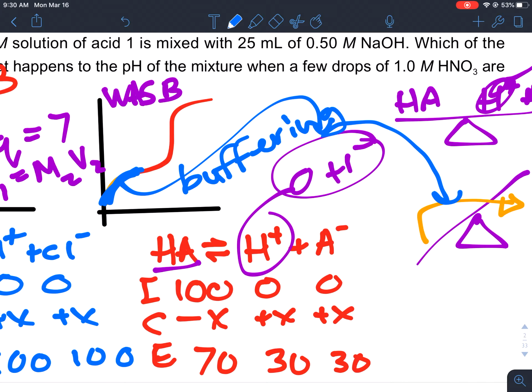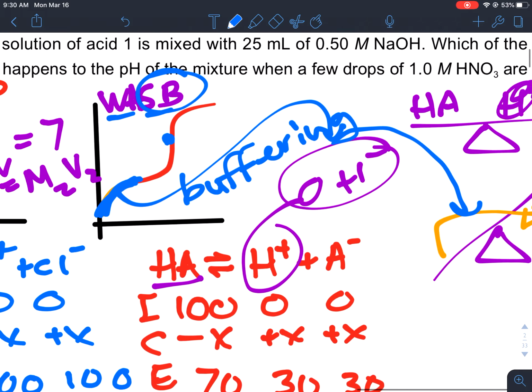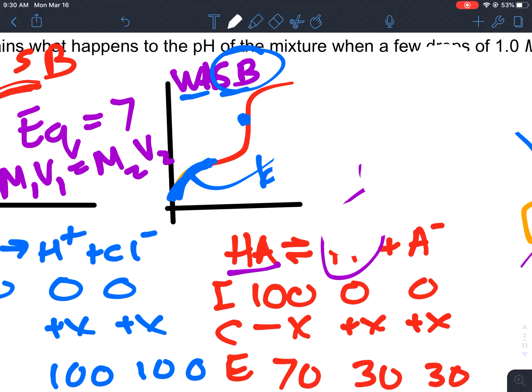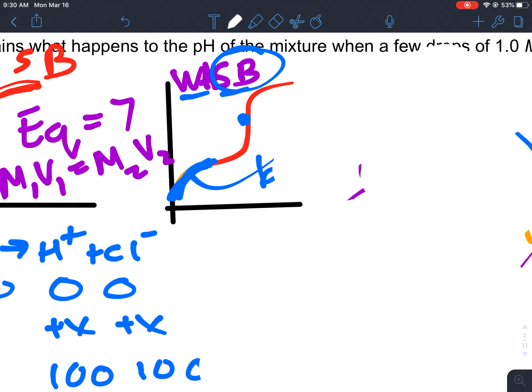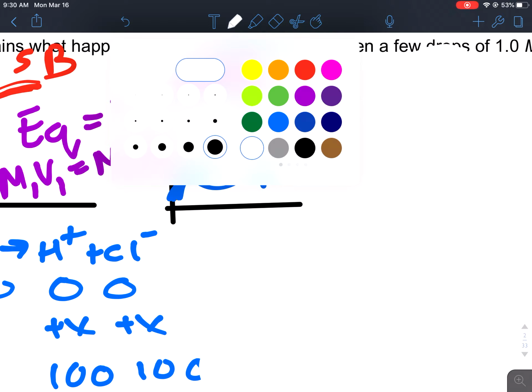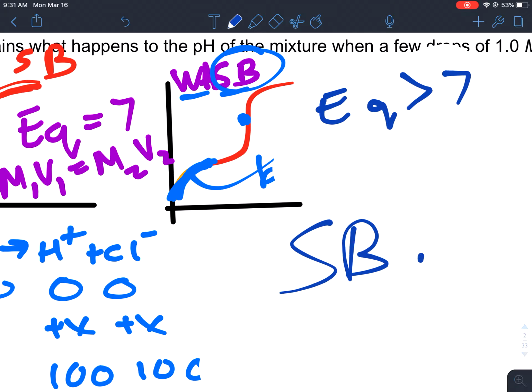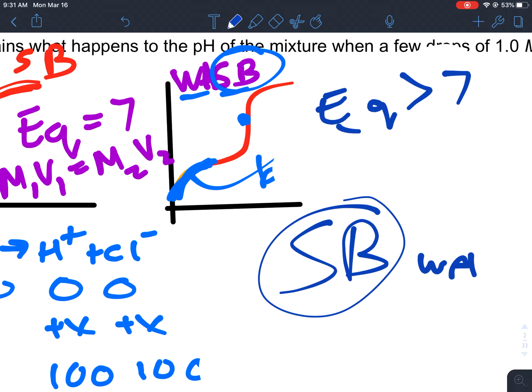And because we resisted change, when you have a weak acid and a strong base, guess who wins? The strong survive. That means when you had equal moles of your strong base and your weak acid, your equivalence point is greater than 7. Think about it: strong base, weak acid. The strong base wins. It's going to be more basic than acidic. So the equivalence point is going to be greater than 7.